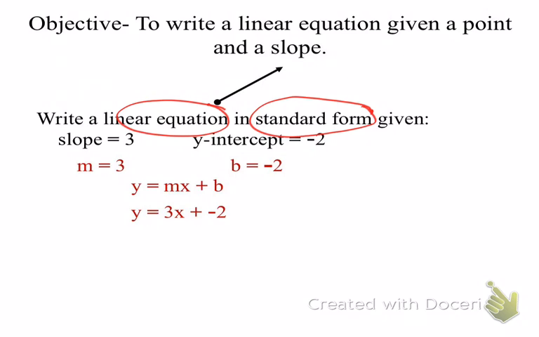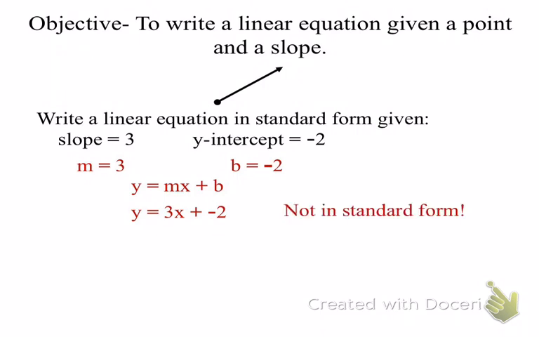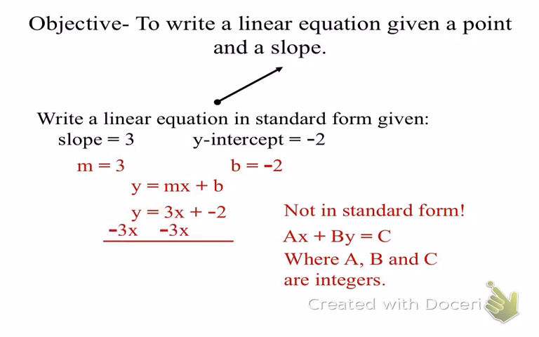She is right, but it's when y and x are on the same side. y and x on the same side. So here we are going to do what to get y and x on the same side? We're going to subtract 3x on both sides. Exactly. And now I have -3x plus y equals -2.